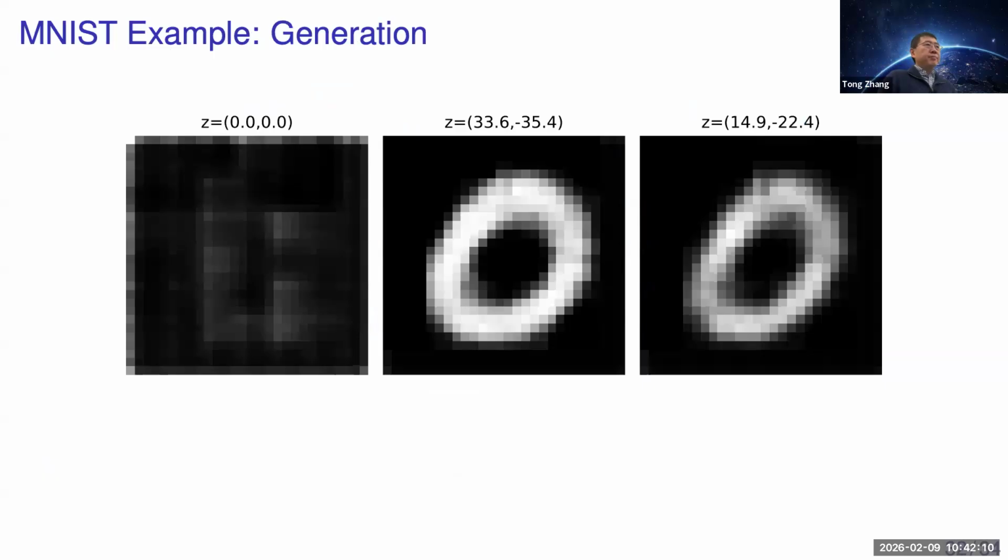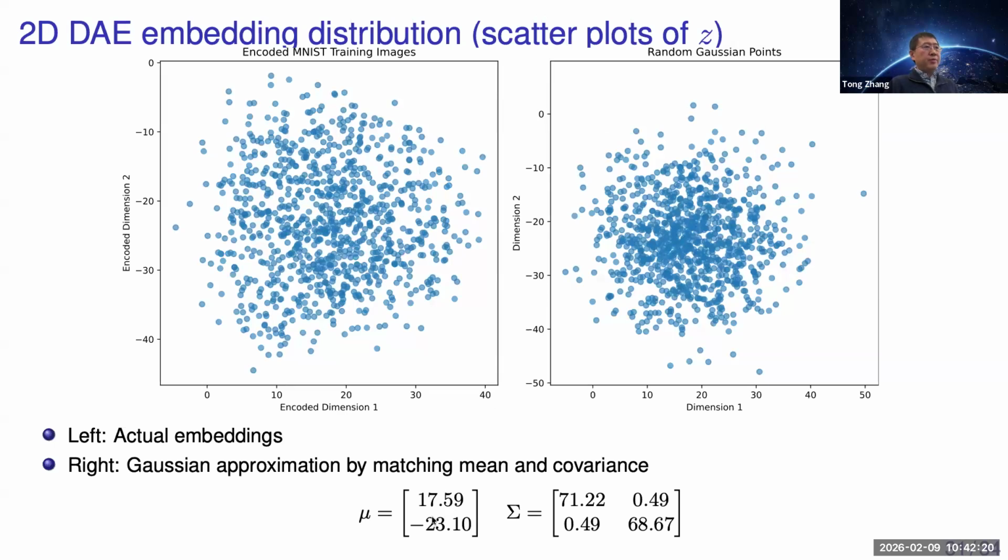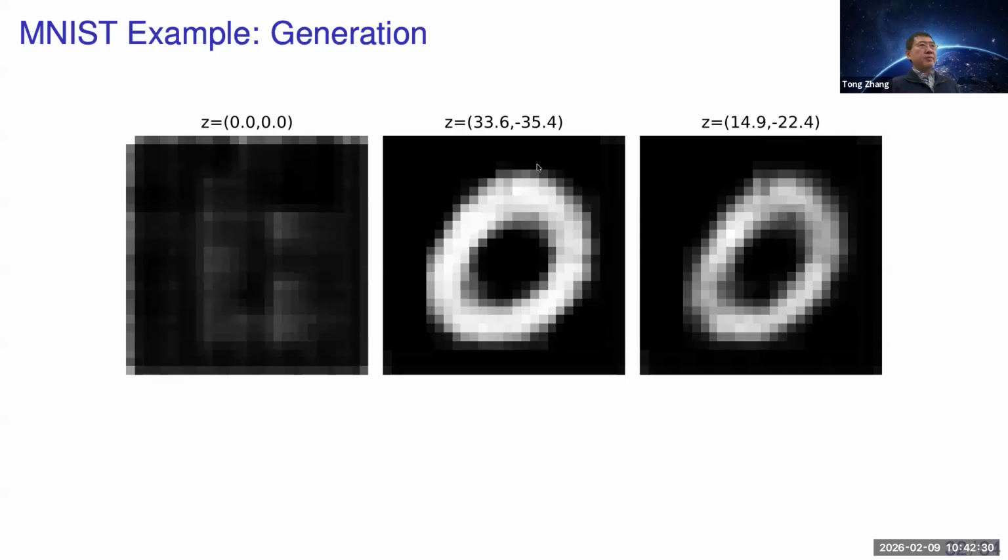In the MNIST example, if I start with z equals 0, 0, it doesn't decode anything. If I start with 32, minus 32, this is within range of this Gaussian with this covariance, at the center here. So this is reasonable, right? So basically we learned that, but Z is out of range.